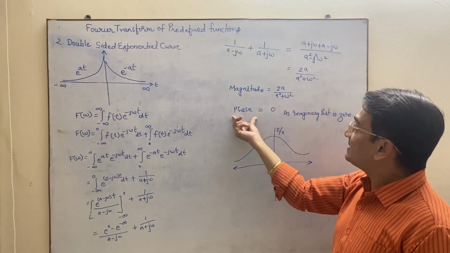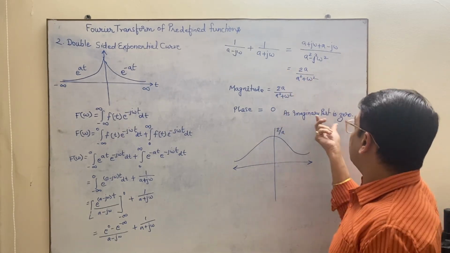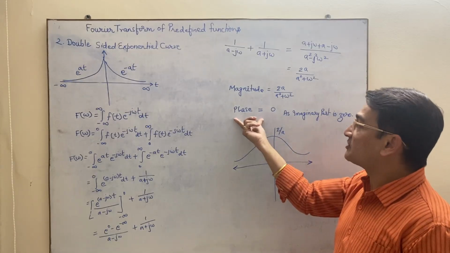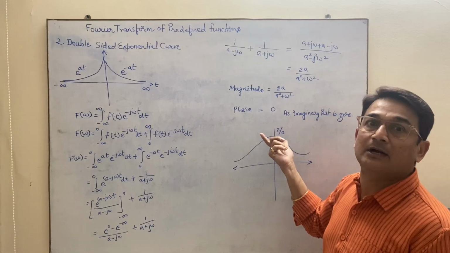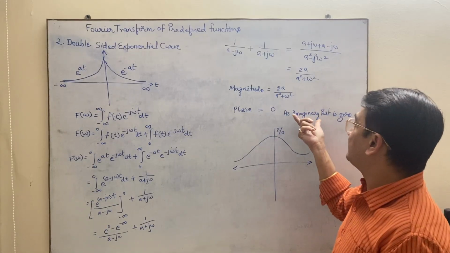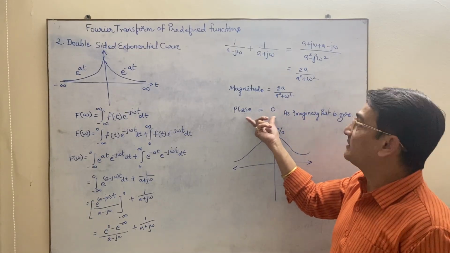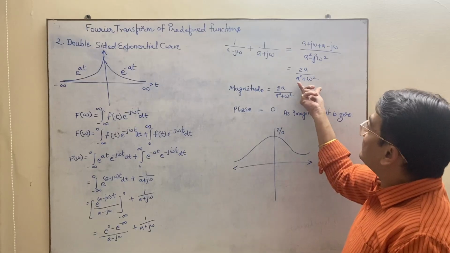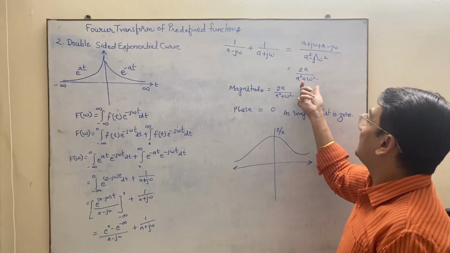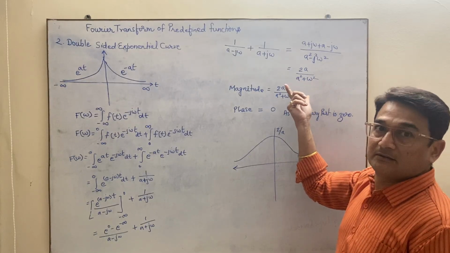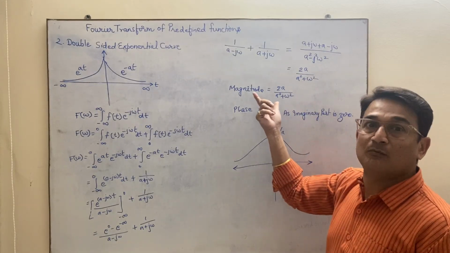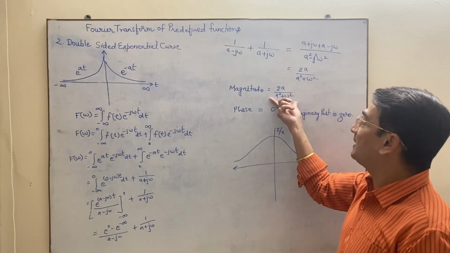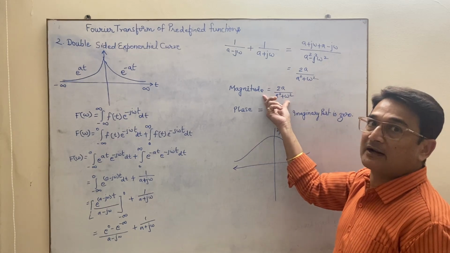So we can say that our phase is 0 because there is no imaginary part, because phase is what? Theta is equal to tan inverse of imaginary part upon real part, and the imaginary part is 0, so overall phase is 0. And what is the magnitude? This is nothing but the magnitude. If there is a component of imaginary section, that is j, then we have to take it as mod of f omega, but this is nothing but the overall magnitude.